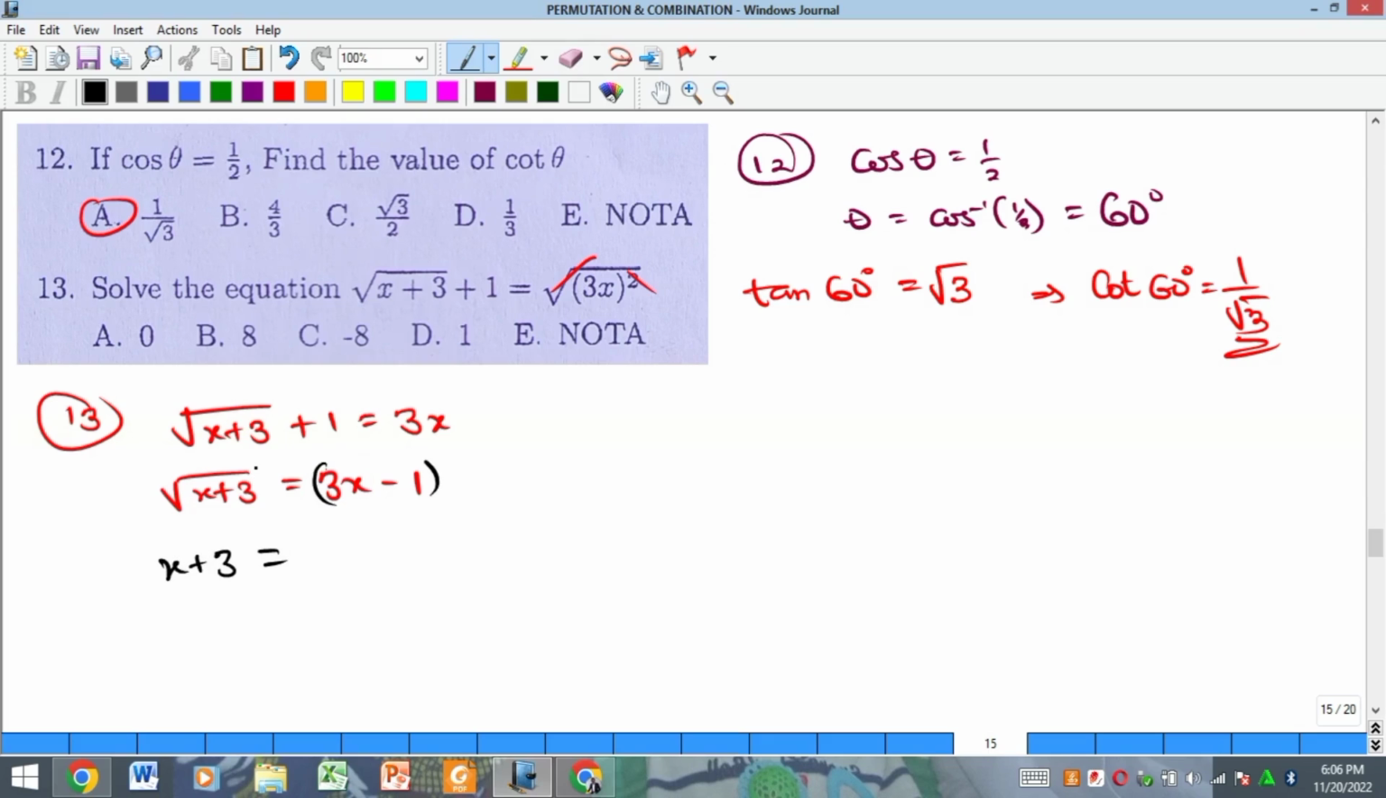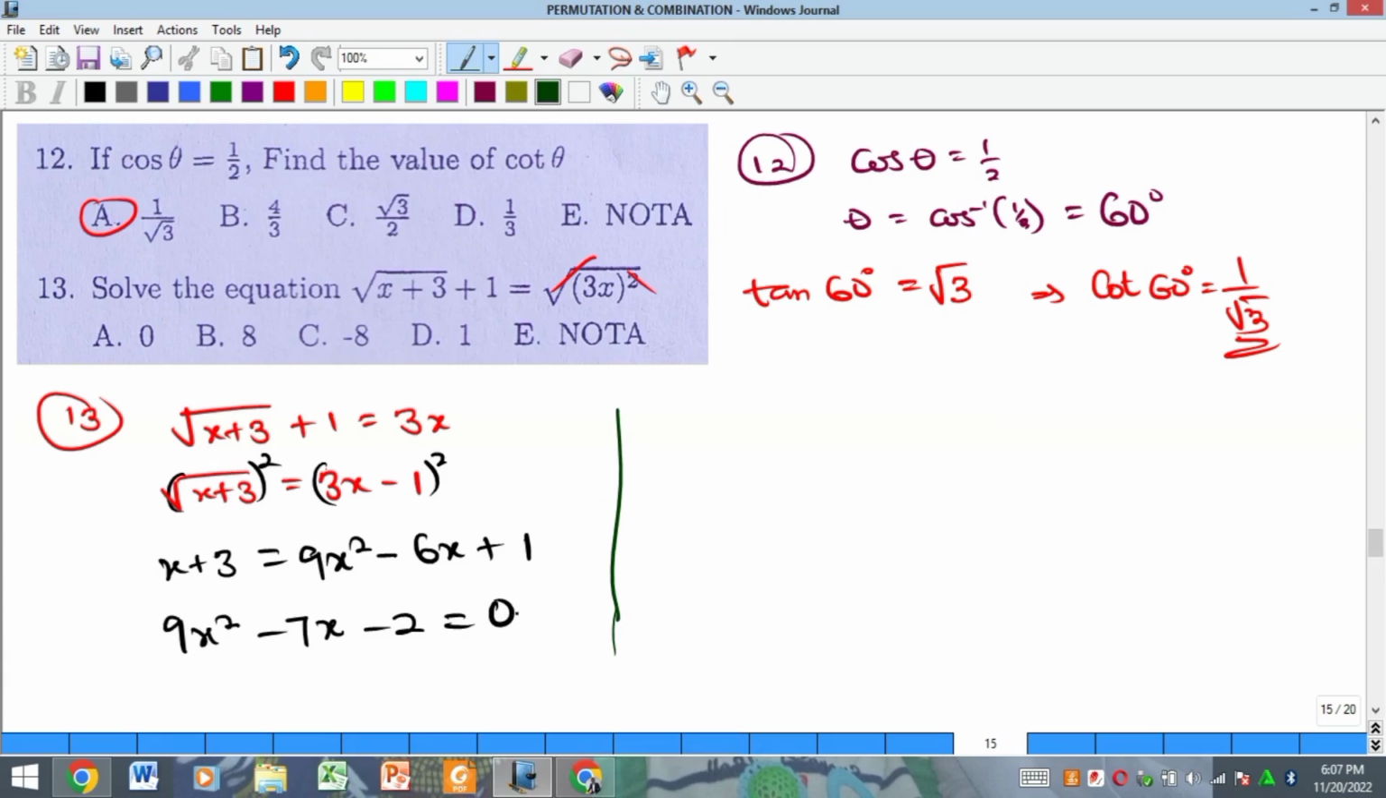Let me quickly put it this way. So the square of this is going to be 9x squared minus 6x plus 1. So collect like terms, let everything here go this way. So I'll have 9x squared, x coming here will become minus x, and that will give me minus 7x. 3 coming here will become minus 3. 1 minus 3 is minus 2. Everything is equal to 0. And to solve this, if you go to my previous video, just the video before this, you are going to see how to factorize. So I can actually factorize this.